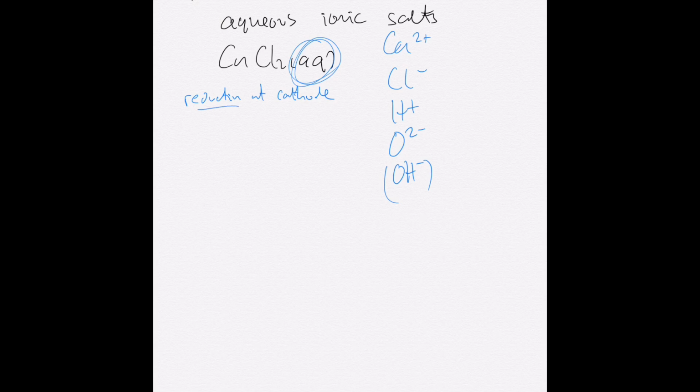Reduction is the gain of electrons, oil rig. Oxidation is loss, reduction is gain. So that means the thing that will be attracted to the negative cathode will be anything that's positively charged. So it could be copper 2 plus or H plus. Either of those could be attracted to the cathode. And then the oxidation at the anode, you got it, either O2 minus or Cl minus will be attracted to the positive anode.